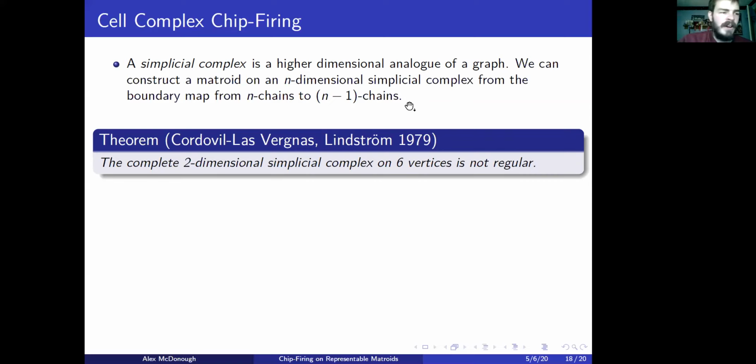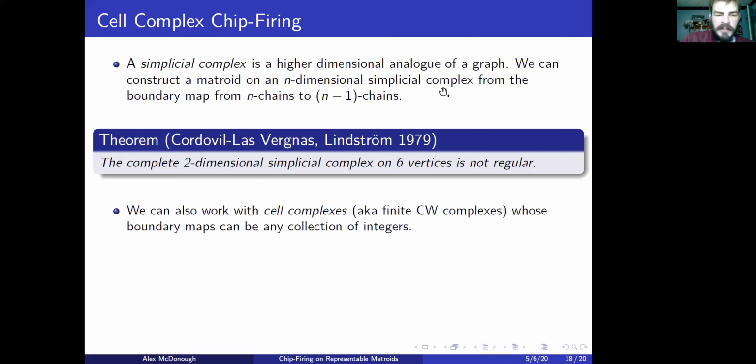So this means that we don't have this equivalence between the number of bases and the size of the Sandpile group when we're working with simplicial complexes. So since simplicial complexes are already badly behaved, then we may as well just work with any finite CW complex or cell complex. And this was sort of the focus of the work done by Duval, Klivans, and Martin.